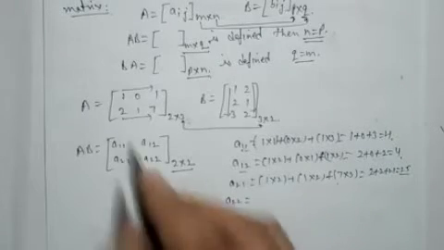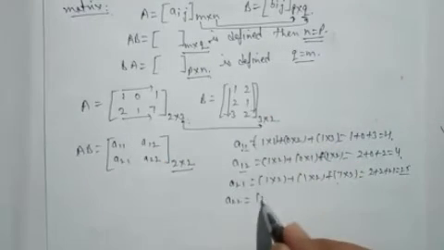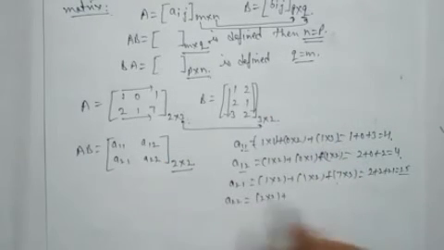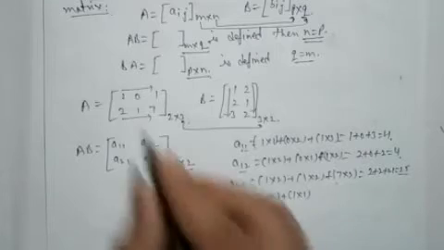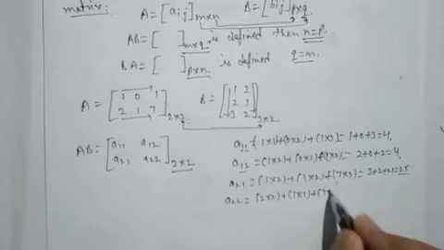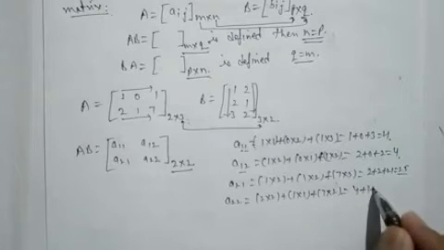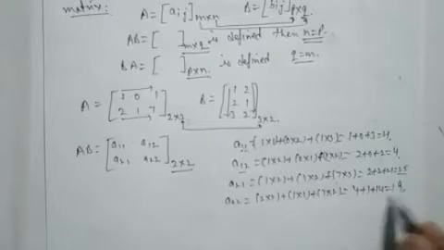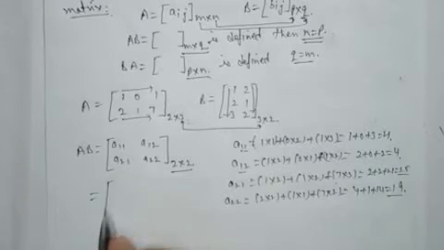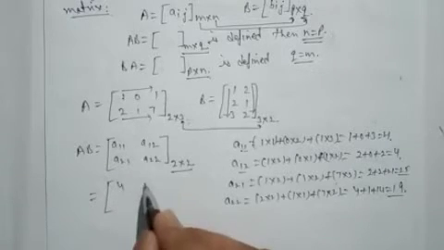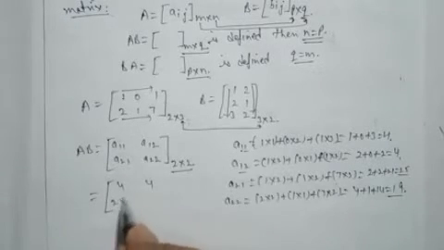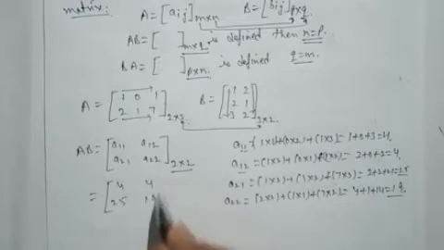A22. A22 is second row second column. So 2 is multiplied by 2, 1 is multiplied by 1, and 7 is multiplied by 2. So 2 into 2 is 4, plus 1, plus 14, that is 19. The result will be 4, 4, 25 and 19.